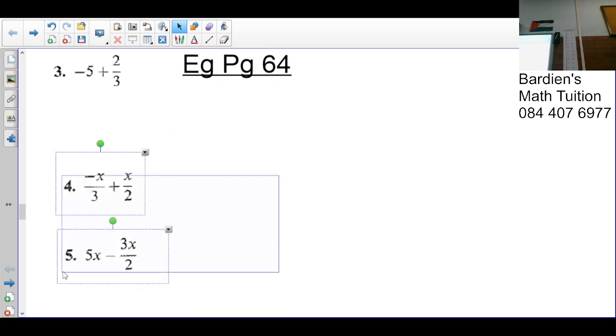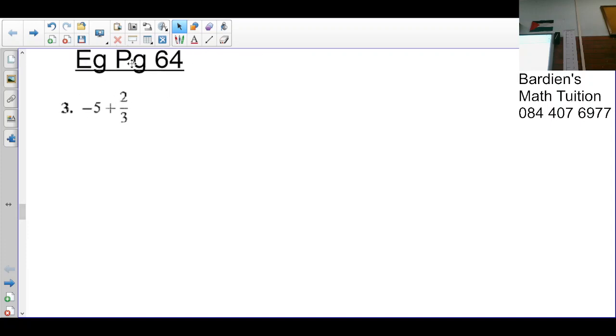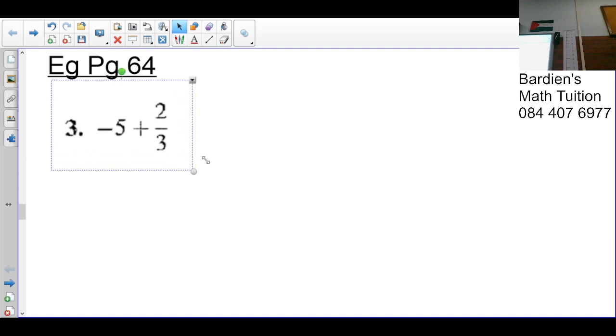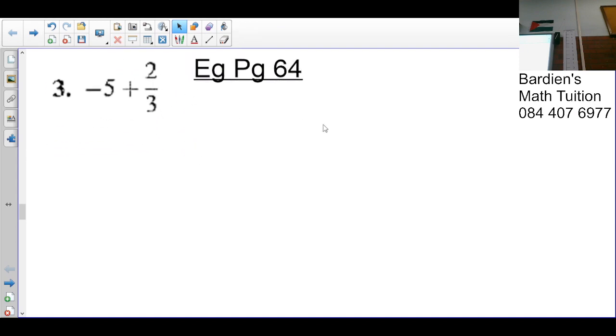Number 3. Here we go, number 3. Who can tell what happened to negative 5's denominator? It's over 1, yes.